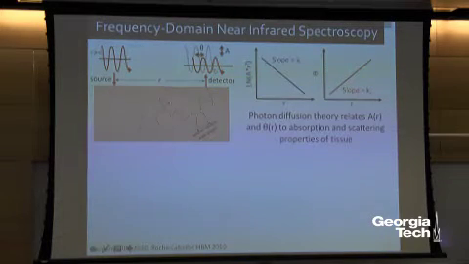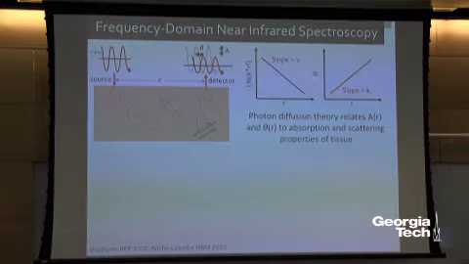We can make these measurements of phase shift and attenuation at multiple source detector separations and use what's called photon diffusion theory, which basically governs how light propagates through a turbid medium like tissue. And we can relate these parameters as a function of separation to absorption and scattering properties of the tissue. Basically, the slope of these lines is a function of mu a and mu s prime.